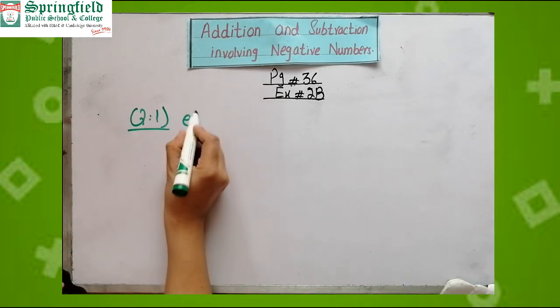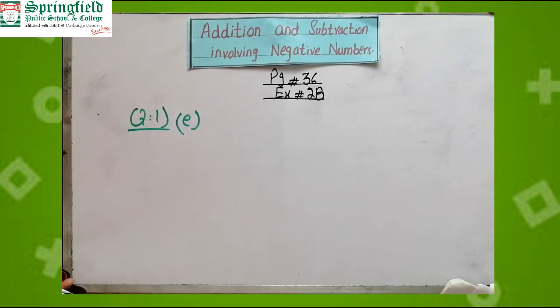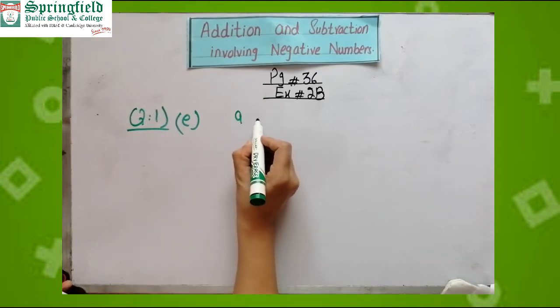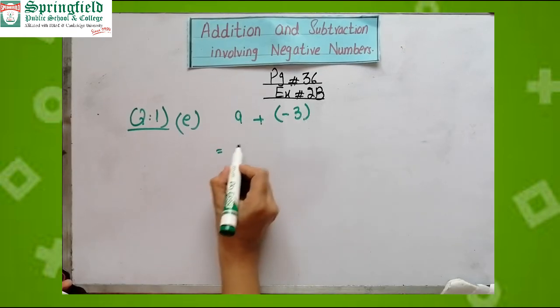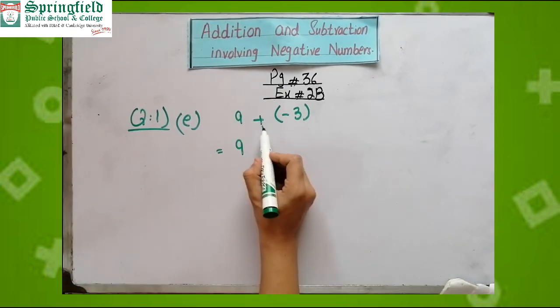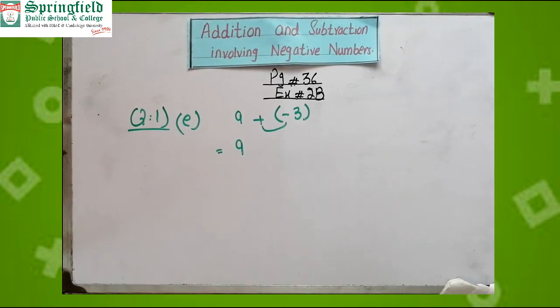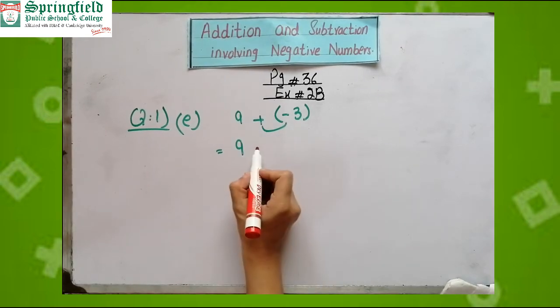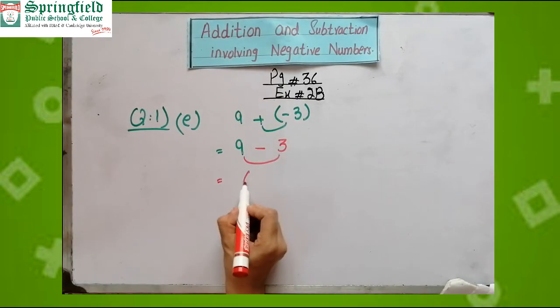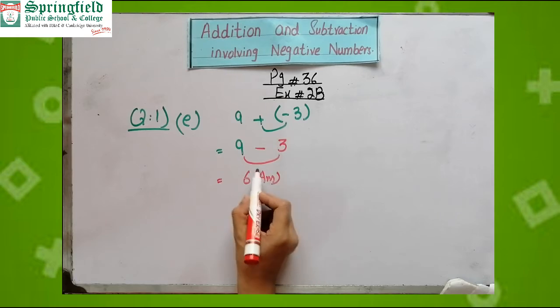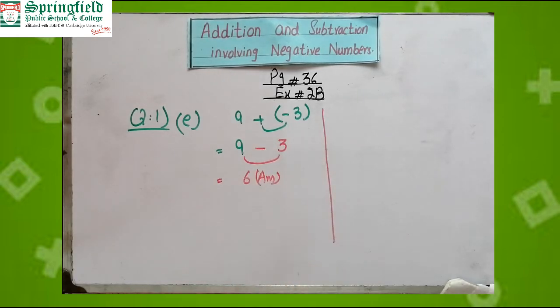Question 1, part E. Part E is 9 plus, in brackets, minus 3. Then 9, open the bracket, minus plus will become minus. Plus minus 3, so 9 minus 3, 6 is your answer. Understood, beta? Okay. Now the rest of the questions are your homework. Come to question number 2.